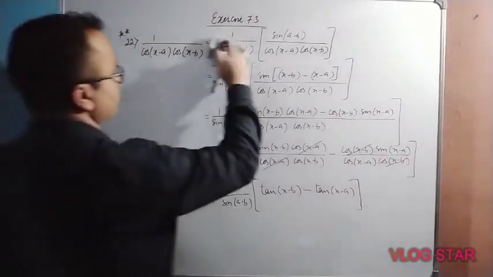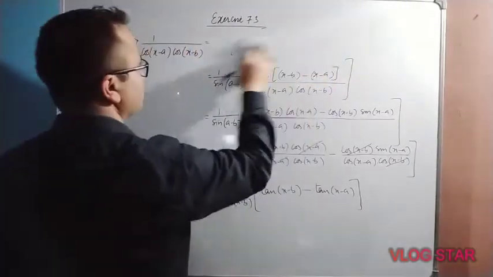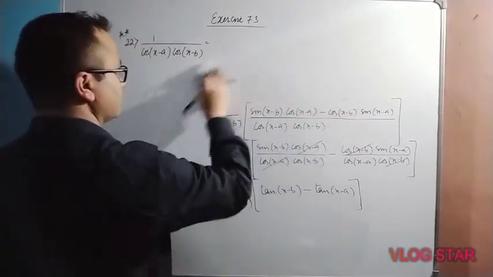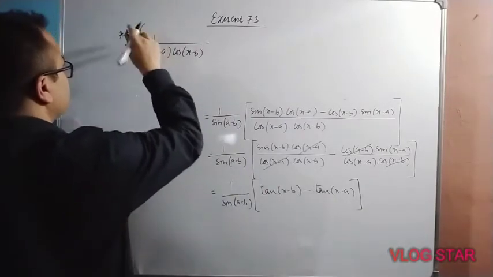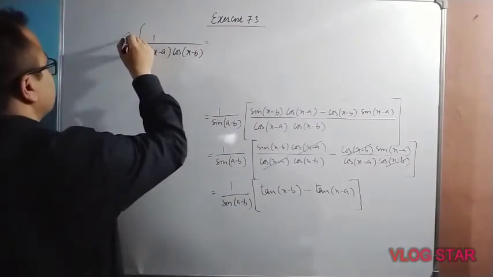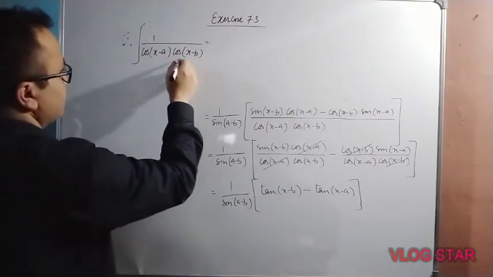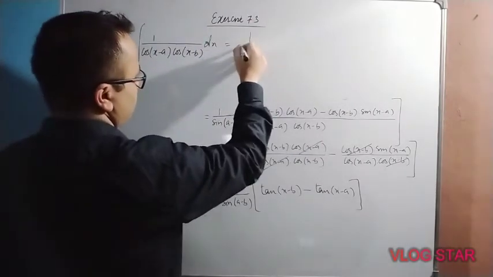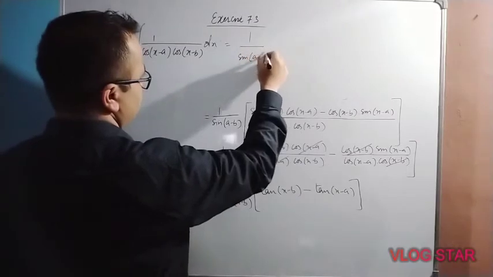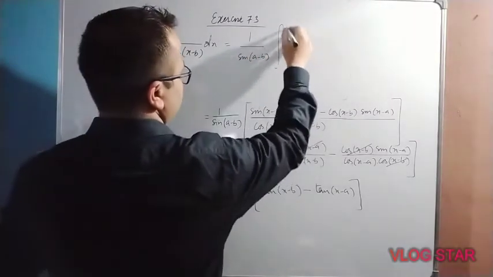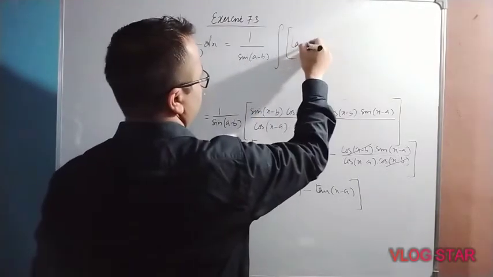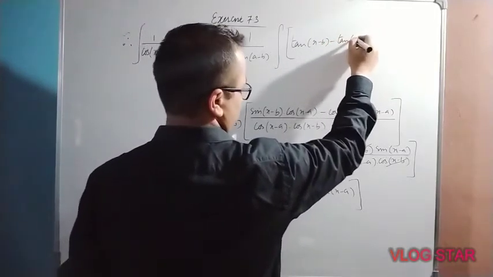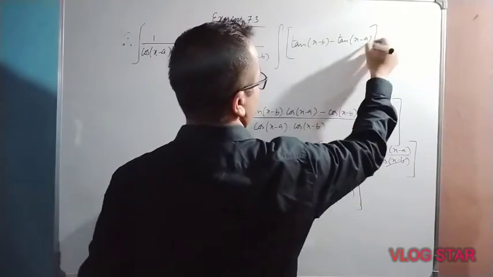Therefore the integration of 1 by cos x minus a cos x minus b dx equals, we can take 1 by sine a minus b outside, the integration of tan x minus b minus tan x minus a dx.